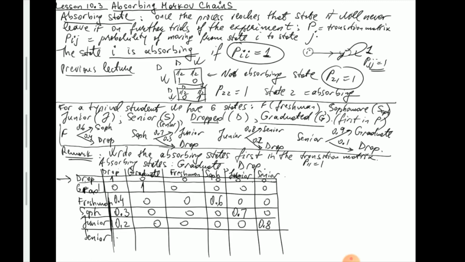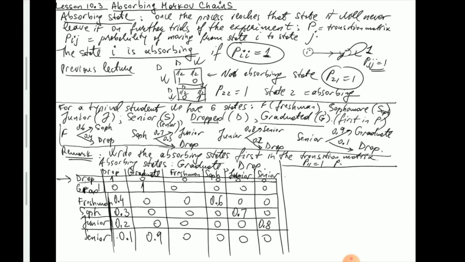And then finally, from senior, you can graduate with probability 0.9, or you can drop out with probability 0.1, and then all other probabilities are 0. So I'm going to actually rewrite this matrix in this corner to make it clear.